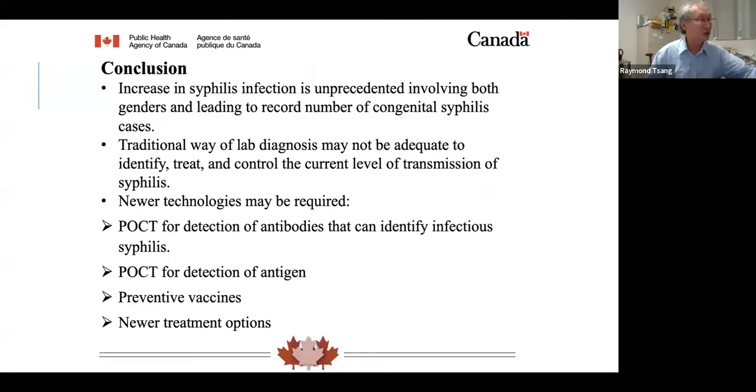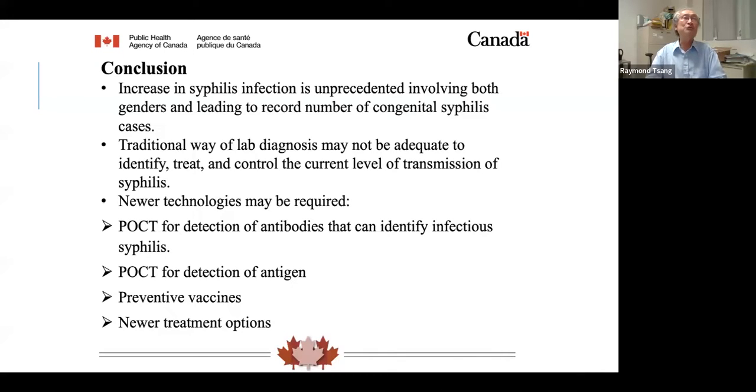So in conclusion, the increase in syphilis infection is unprecedented, involving both genders and leading to a record number of congenital syphilis cases detected in Canada. It seems the traditional way of laboratory diagnosis may not be adequate to identify, treat, and control the current level of transmission of syphilis.